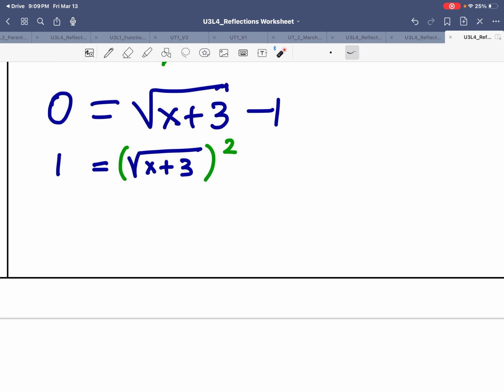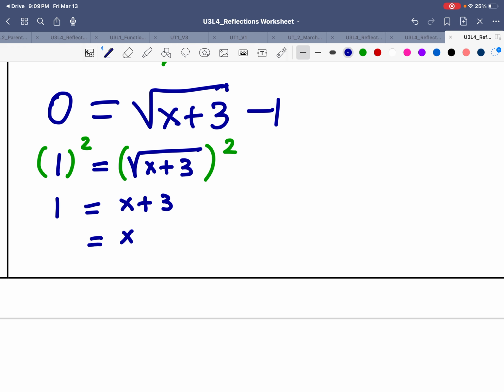Now, if you bring one of the sides of the equation to the power of 2, we've got to do the same thing to the other side. And that will give us 1 equal to x plus 3. Now, isolate x, and we get x equal to negative 2. 1 minus 3 is negative 2. Therefore, we're going to see that there is only one invariant point here, and it is located at x equals negative 2 and y equals 0.